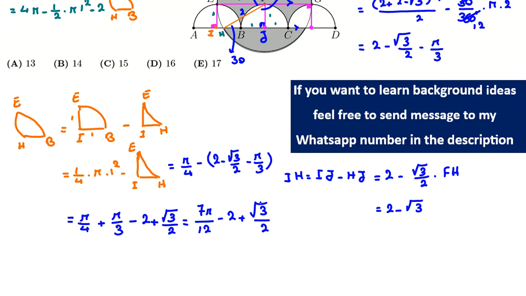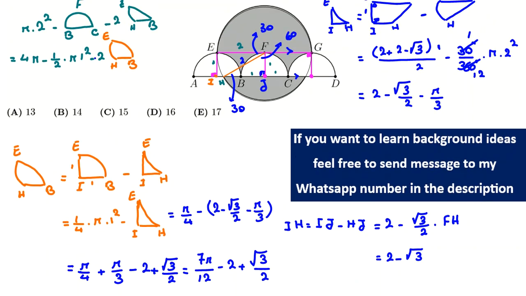Now we found this part. So what should we do for the next step? We should replace. Replace what? Replace this EHP with this part. So let's simplify here. 4 pi minus pi times 1 squared, pi over 2, minus 2 times this part of circle, which is 7 pi over 12 minus 2 plus root 3 over 2. Okay, so let's simplify this here.